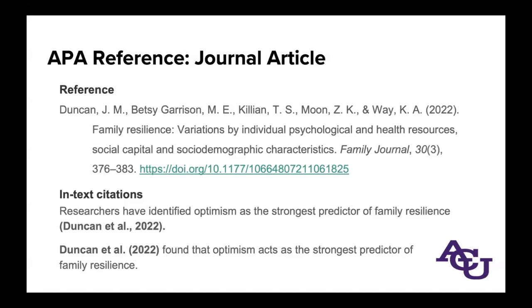Phrase. Et al. means others in Latin. So I've got researchers have identified optimism as the strongest predictor of family resilience. Duncan et al., period, comma 2022 in parentheses. For the next example, I used a narrative citation format and I named them in text. Duncan et al. 2022 found that optimism acts as the strongest predictor of family resilience. Even though I'm writing their names in my sentence, I'm still using that shortened et al. format. Duncan et al. period.